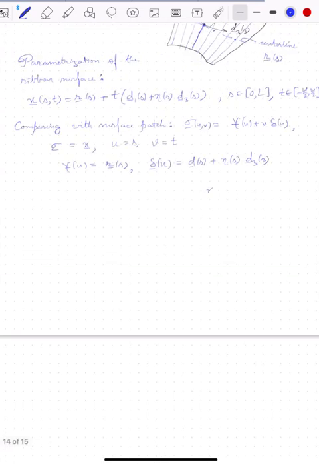And of course, eta of s is equal to cot of beta of s. If the rulings were perpendicular to the tangent, then beta would have been simply pi by 2. Right? And then it implies that the rulings would have been just the d1 vector. Okay. Now, let us look at the first fundamental form.